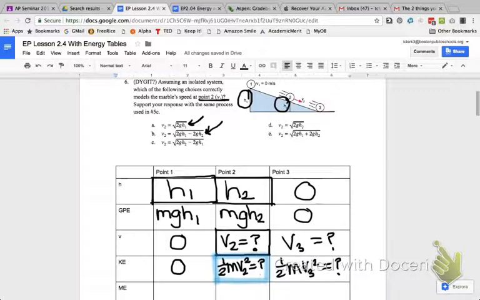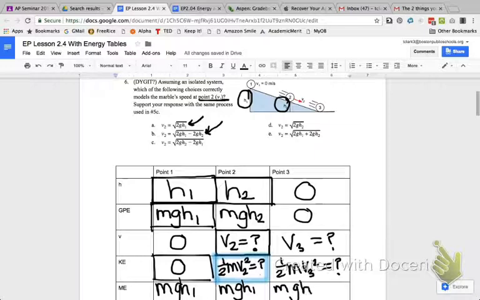Because that information isn't given to us, we're going to have to figure out what goes in that kinetic energy box using our mechanical energies. So let's fill that in next. Our mechanical energy at point 1 is just this GPE plus this KE. So that's just mgh1. And you'll remember from the step-by-step instructions you did today that whatever we get as mechanical energy in one box, we fill in all the other boxes. So mgh1, mgh1.